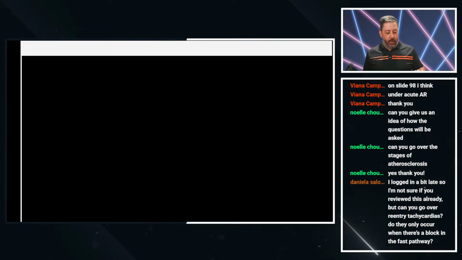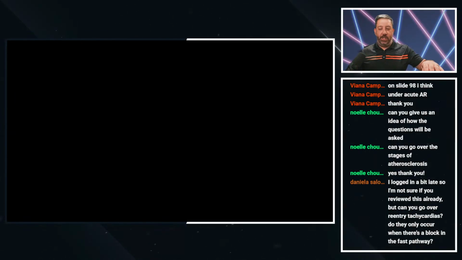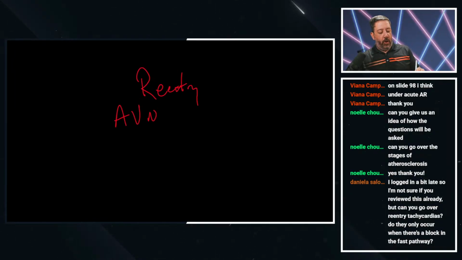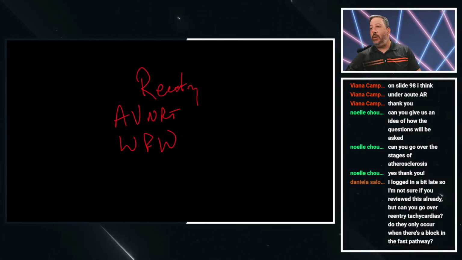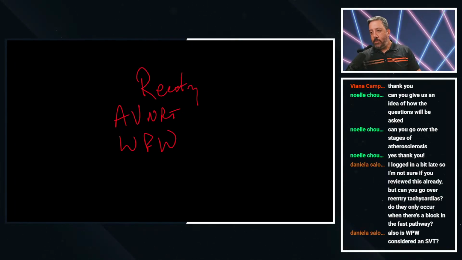Okay. The question has to do with re-entry rhythms, these re-entry tachycardias. There are 2 main types that we talked about in class: AV node re-entry tachycardia and WPW. Both of them have one pathway and then a side or accessory pathway, especially WPW.